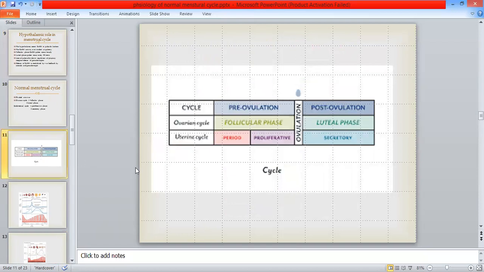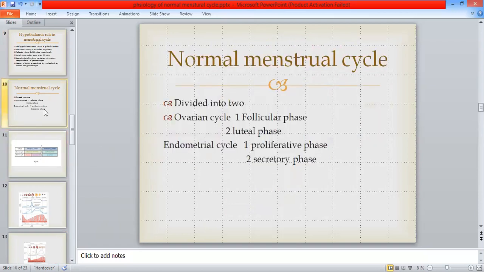Next is the normal menstrual cycle. The normal menstrual cycle is divided into two: the ovarian cycle and the endometrial cycle. The ovarian cycle is further divided into the follicular phase and luteal phase, and in the ovarian cycle the third point is ovulation. First is the follicular phase, then ovulation, and then the luteal phase. The endometrial cycle, also called the uterine cycle, is also divided into the proliferative phase and the secretory phase.